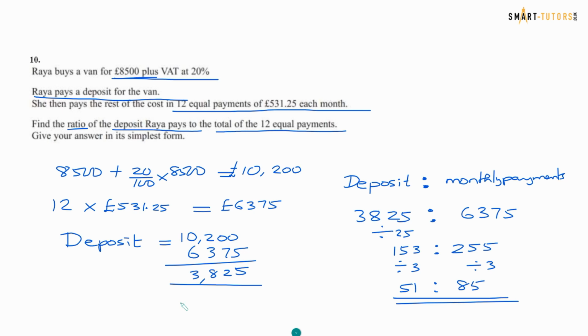I think I have an idea. Both of them can be divided by 17. So 51 divided by 17 is 3, and 85 divided by 17 is 5. 17 times 5 is 85. So the final answer is 3 to 5. So that is the simplest form of that question.